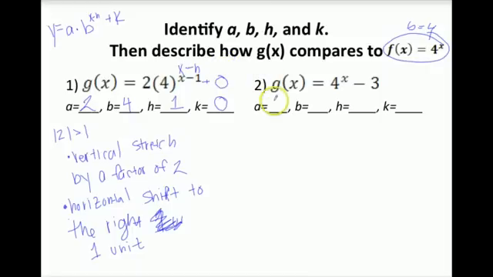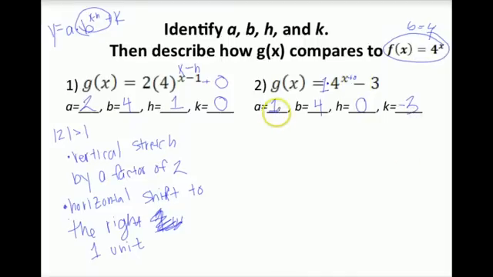Number 2, our A value, once again, is the value we're multiplying our exponential part by. We're not multiplying it by an apparent number, but A cannot be 0, because if it was 0, it'd cancel that out. So think of that as 1 times 4 to the power of x. So A is 1. Our B value, once again, here is 4. Our H value, here we're not adding anything to our exponent, so our H value is 0. Our K value is what's being added or subtracted. So since we're subtracting 3, our K value is negative 3.